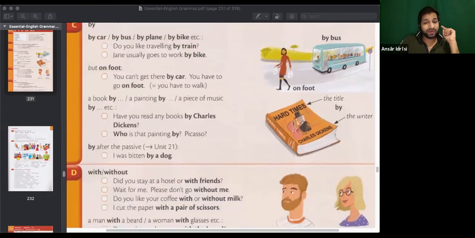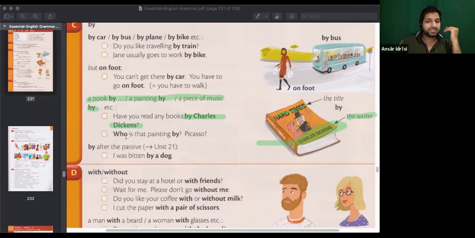So a book is by, a piece of music by. For example, the book is by Hard Times, yes or no? The CD is by, the movie is by, the book is by Charles Dickens. The writer is Charles Dickens, so I can say the book is by Charles Dickens. Have you read any books by Charles Dickens? By Charles Dickens. Yes. For example, a book by, a painting by, a piece of music by, etc. So have you read any books by Charles Dickens? By Charles Dickens, Charles Dickens is a writer.